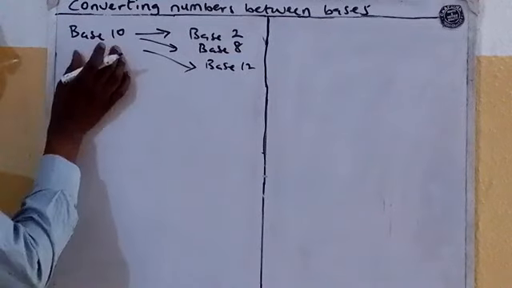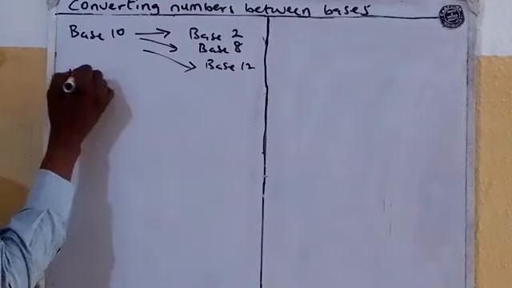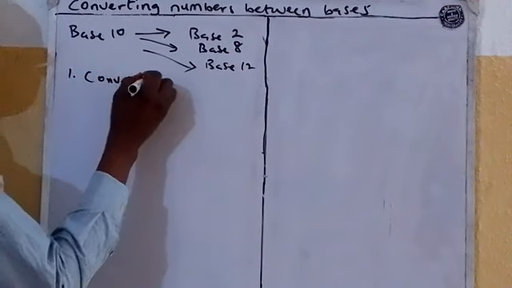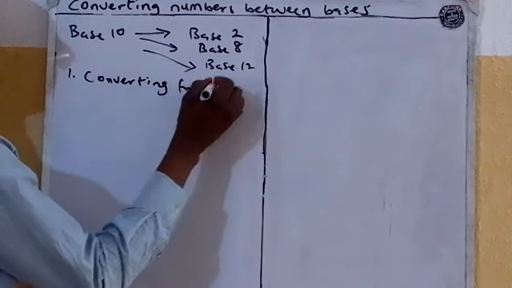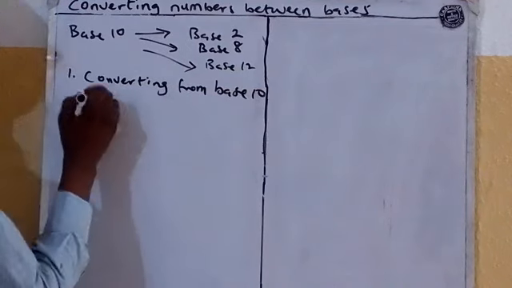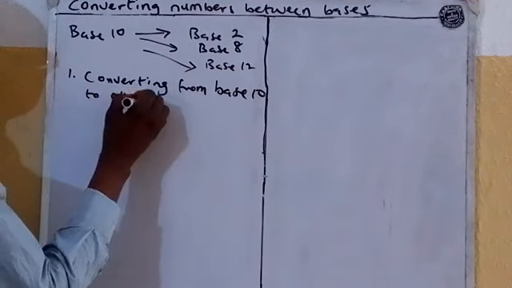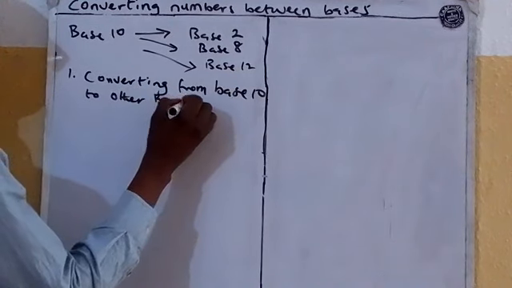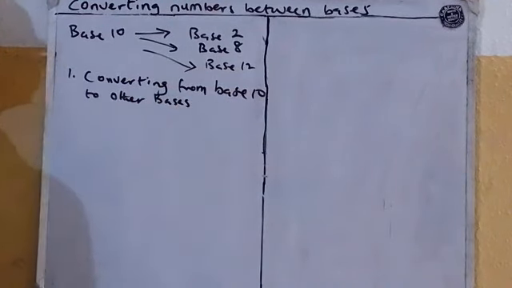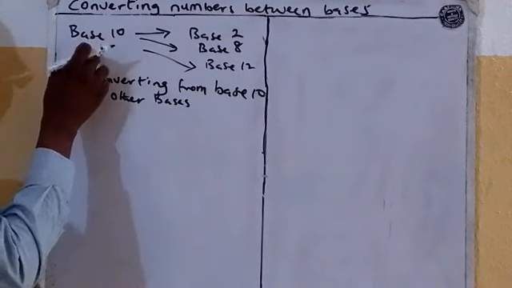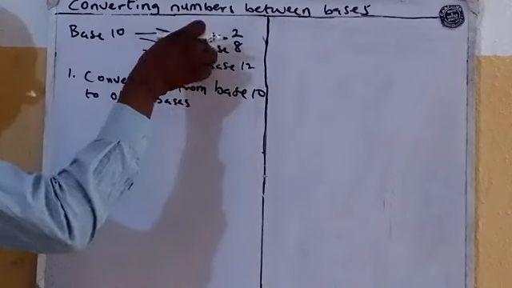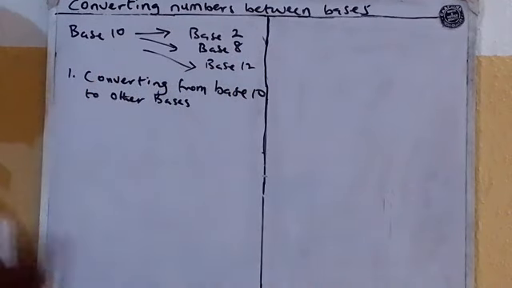So number 1, converting from base 10 that we know to other bases that we might not be so familiar with. Why? Because we are not used to it. So the rule for converting from base 10 to other bases is to do a continuous division. Divide that base 10 number by the destination base number continuously until you get to 0.